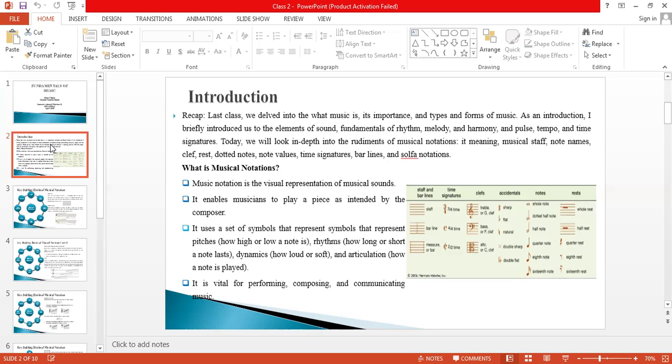Today, we will be looking in depth into the rudiments of musical notation, its meaning, musical staff, note names, clef, rest, dotted notes, note value, time signature, bar lines, and so forth. You see that we are looking broadly. We are now spreading our tentacles to see that we understand music in depth.